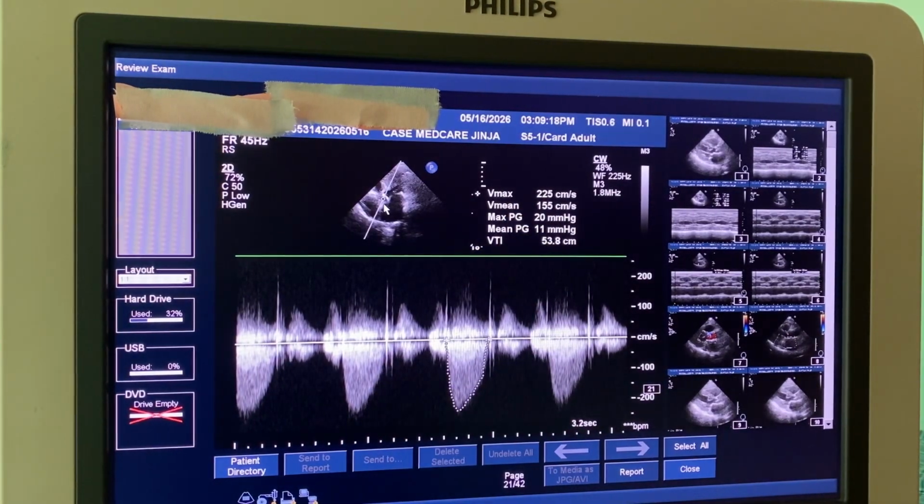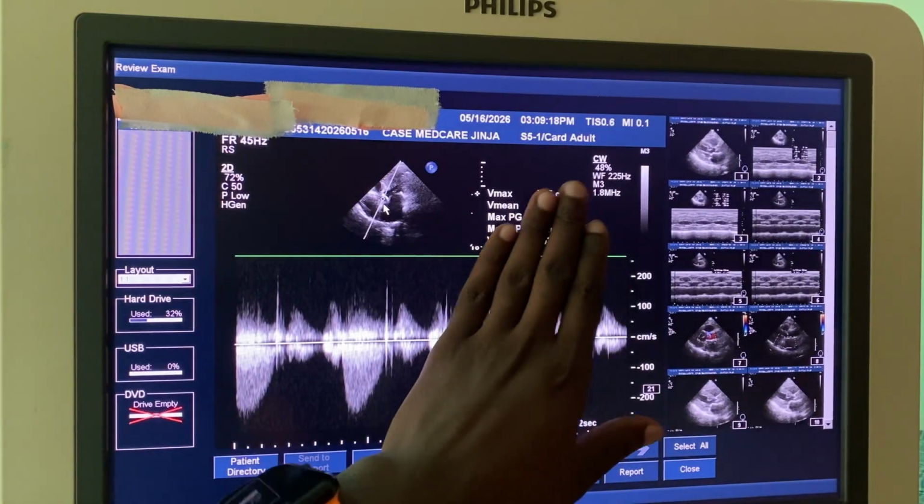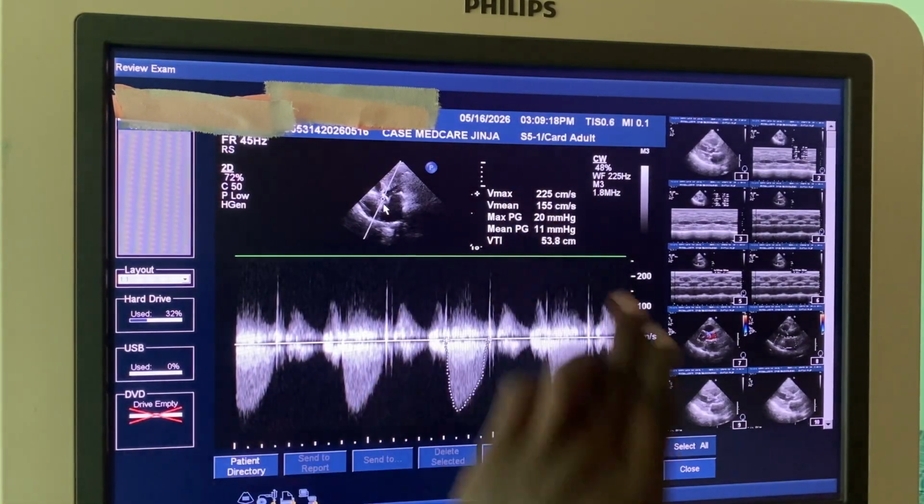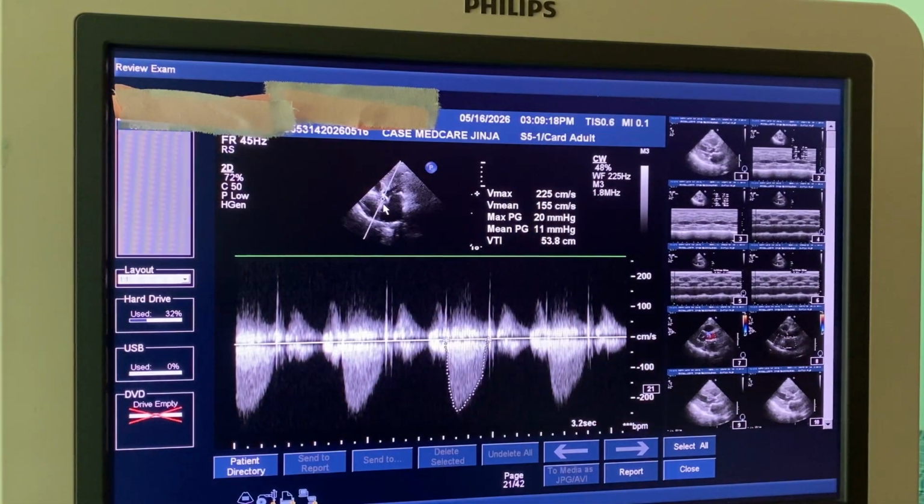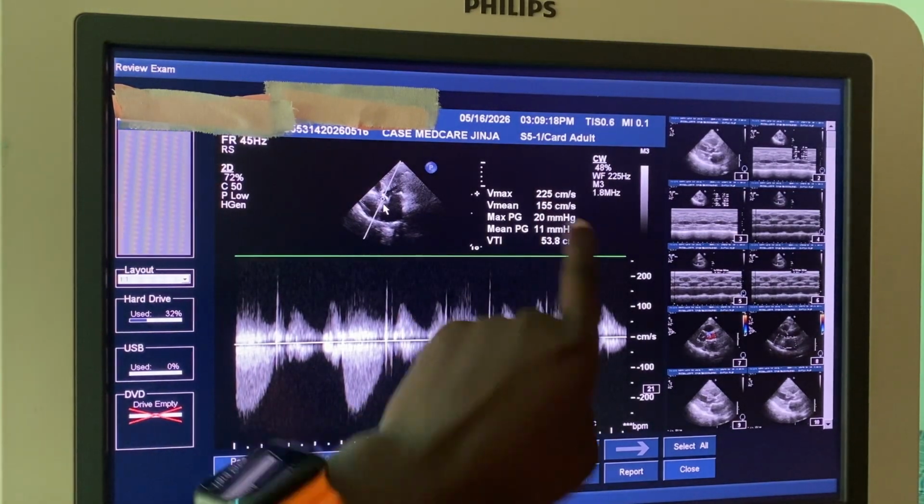But now why are you saying it is severe? We are going to confirm, because we are seeing by opening that it is literally not opening. But the velocities are less. So according to this measurement, it is mild AS.